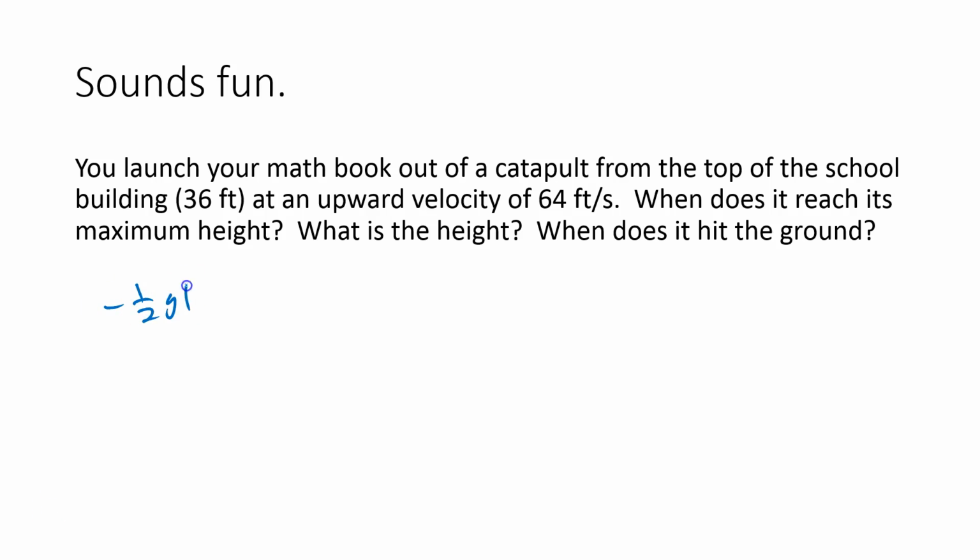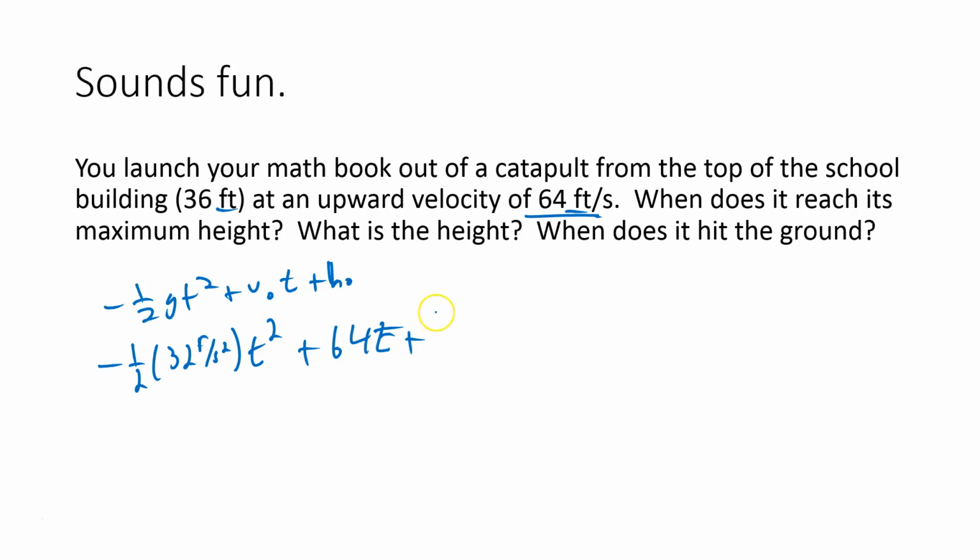We got negative 1/2 g t squared plus v initial t plus h initial. And we're going to see if we can build an equation here. So they tell us things are in feet here, so we're probably going to be using that 32 feet per second squared. So we have negative 1/2 times 32 feet per second squared times t squared plus our initial velocity. Well, they tell us what that is. It's 64. So we have 64t plus our initial height. Well, it says the school building is 36 feet high, so it's 36. Negative 1/2 times 32 is negative 16t squared plus 64t plus 36.